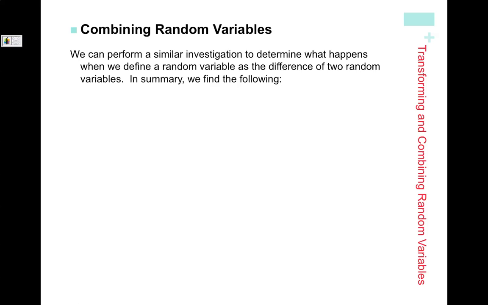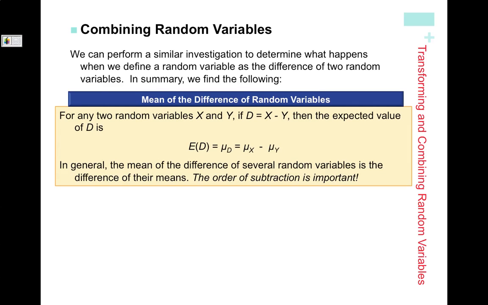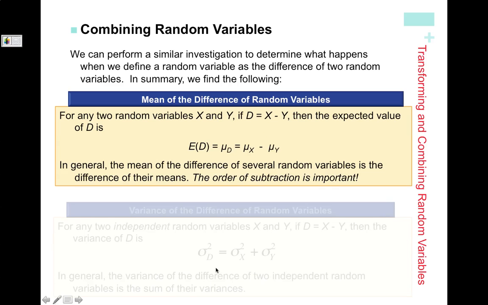And we can go through a similar investigation with subtracting two random variables from each other, and the results are actually pretty much the same, but the order matters. With subtraction, the order does matter. If we have event D being x minus y, the expected value of D will be the mean of x minus the mean of y, same order as we're combining them together.